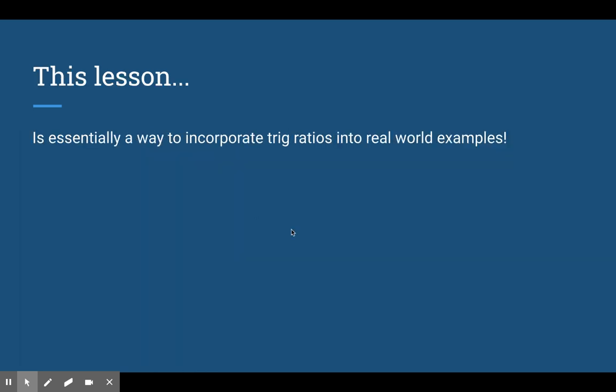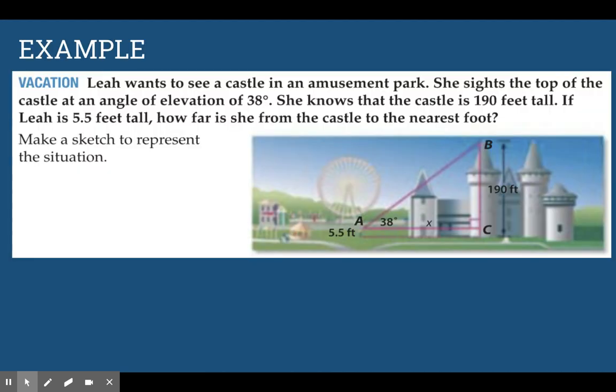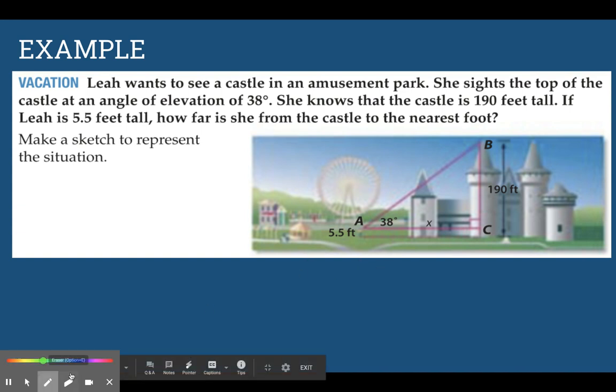Okay, this lesson is essentially just a way to incorporate trig ratios into real world examples. So technically today, we're not really learning anything new. We're just applying it to more real life examples rather than just random triangles, because in the end, you do end up seeing a lot of triangles everywhere. So this lesson is going to be pretty short. We'll just have two examples, one with an angle of elevation and one with an angle of depression. We're just going to use trig ratios to solve here.